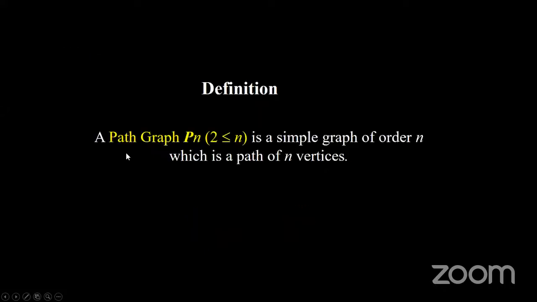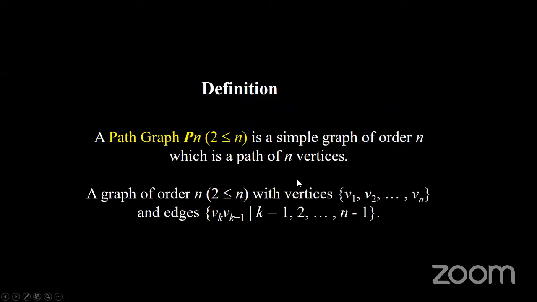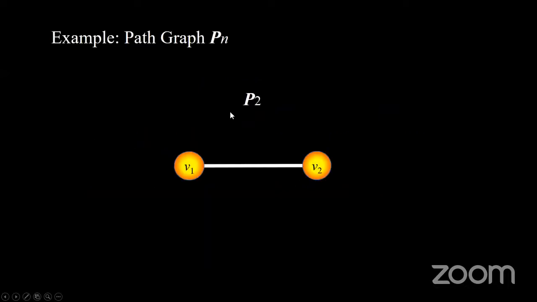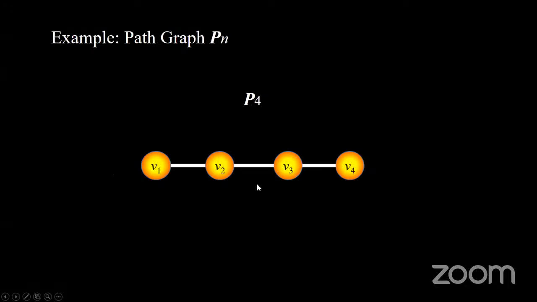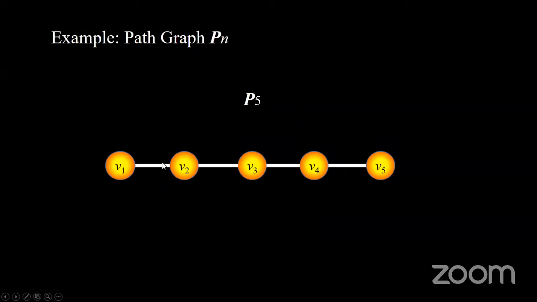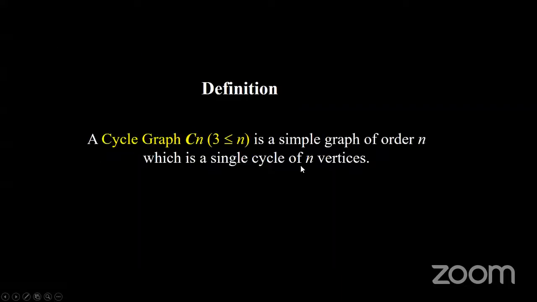Next one is the path graph. So that is Pn. So that is a path. So that is a graph that is only a path. Yeah. So that is an example. So that is P2. That's a path that consists of two vertices. This is P3. That is a path that consists of three vertices. This is P4, it is a path, and it consists of four vertices, and so on. So this P5, there are five vertices, V1, V2, up to V5.